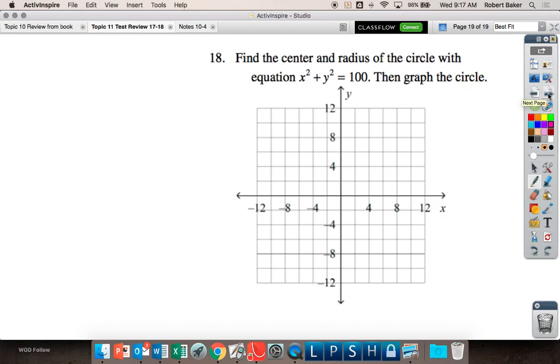Ooh. Where's the center of this circle? The center of this circle is x plus nothing and y plus nothing, so 0, 0. And then it says that r squared equals 100. So what is r really? So you go 10 up, 10 left, 10 down, and 10 right. And you draw a circle.